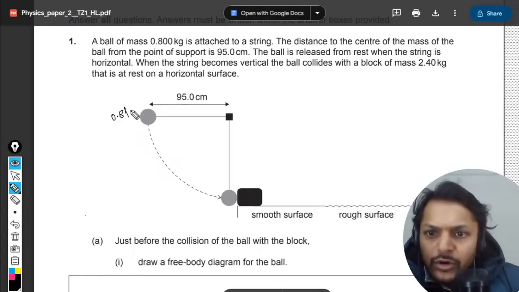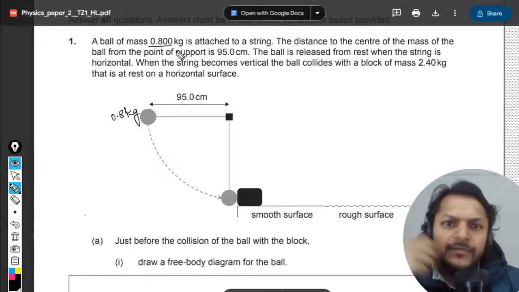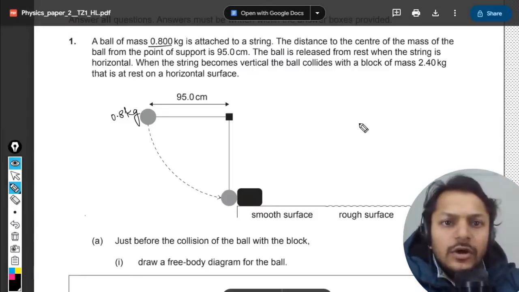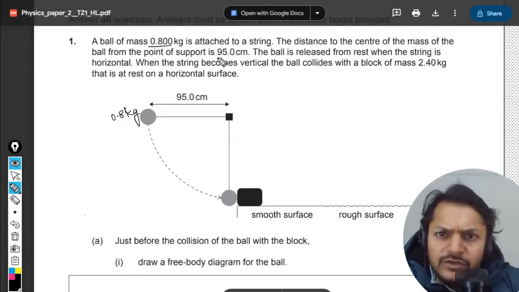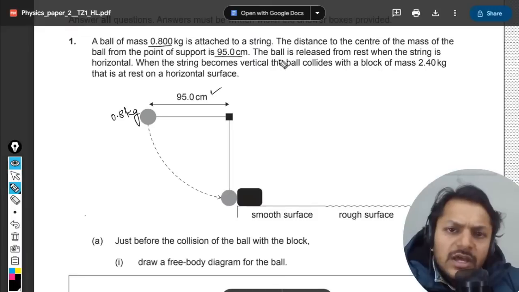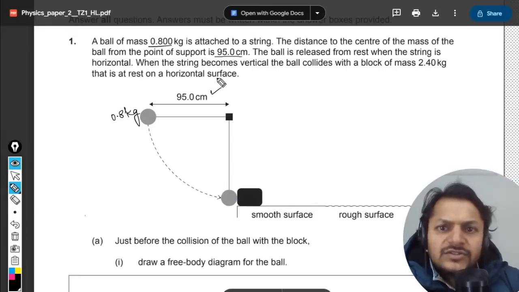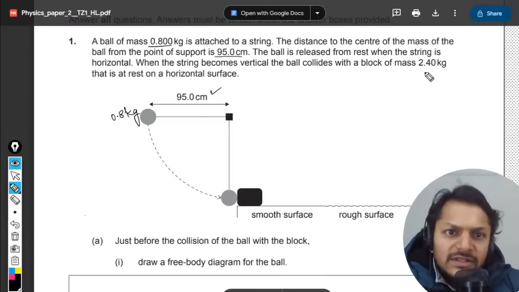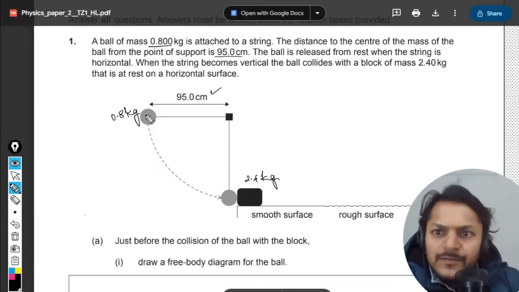The mass of this ball is given. The distance from the center of mass of the ball to the point of support is 95 centimeters. The ball is released from rest when the string is horizontal. When the string becomes vertical, the ball collides with a block of mass 2.4 kg that is at rest on the horizontal surface.